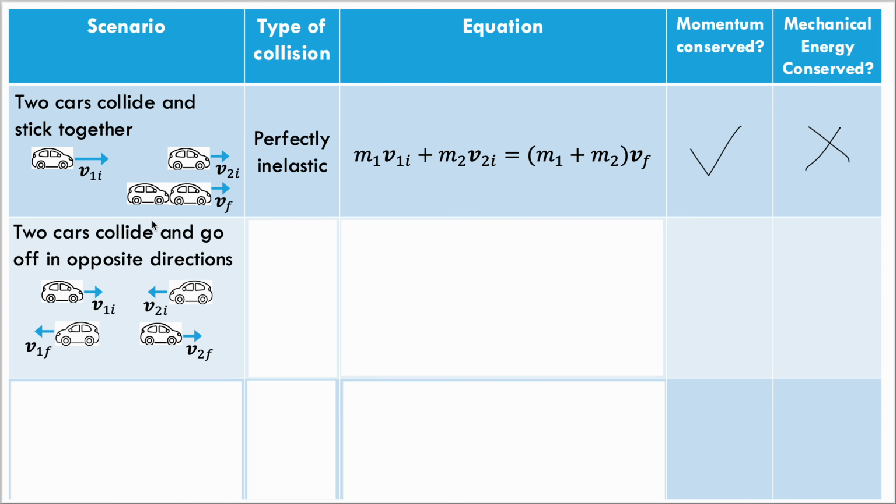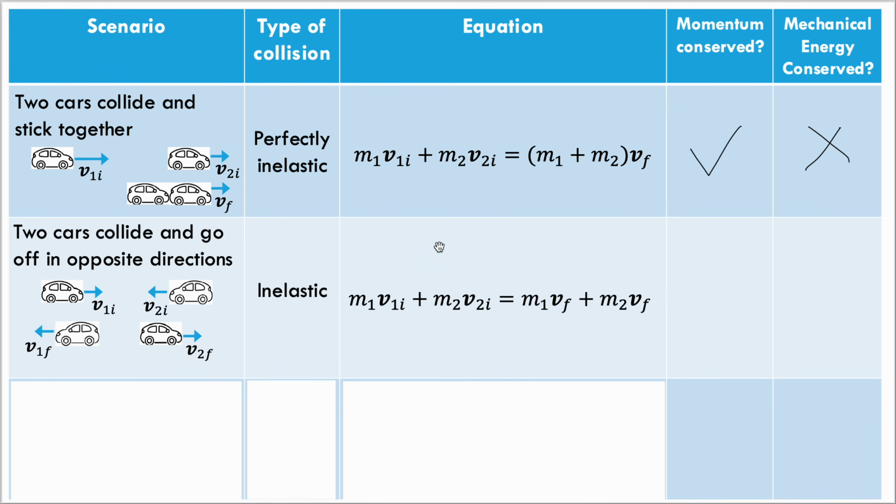Another scenario here is two cars collide and go off in opposite directions. Just because they're going off in opposite directions doesn't mean that this is an elastic collision. It's still an inelastic collision. We know that there's going to be some deformation. So the equation that we can use to solve for this one would just be the regular conservation of momentum equation. Momentum is conserved, but energy is not. So for all of these, you would just plug in your givens and solve for your unknown.